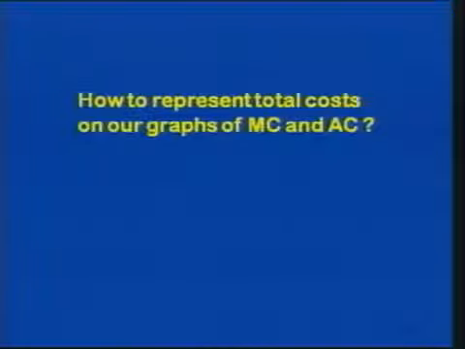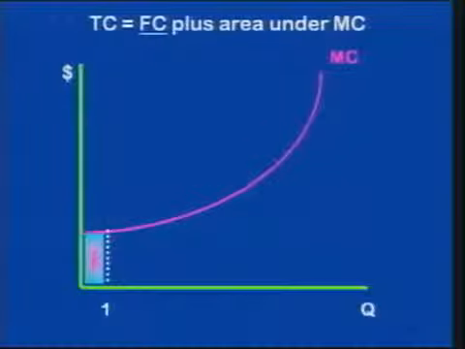Now, how do you link the concept of average cost and marginal cost with the total cost? How do we represent the total cost in the graphs? The marginal cost tells you the extra cost of producing one unit, right? It does not include the fixed cost. So here, the graph tells you, if you want to know the total cost of producing one unit of product, it should be the area under the marginal cost plus the fixed cost, right?